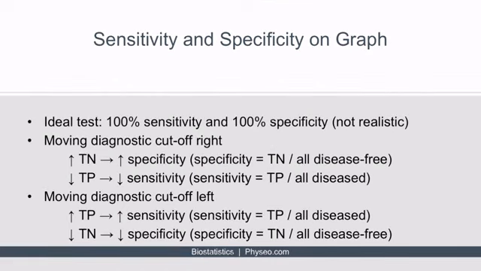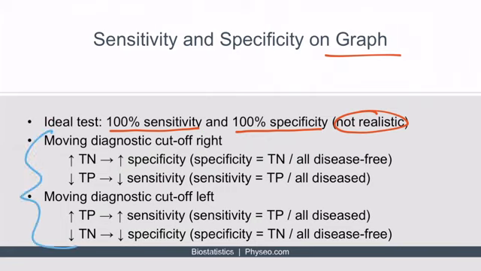Now let's discuss sensitivity and specificity as they would appear on a graph. Keep in mind that the ideal test has 100% sensitivity and 100% specificity, but this is not realistic. Now this information down here we will discuss in a moment, but before we discuss these ideas, let's draw out a graph.